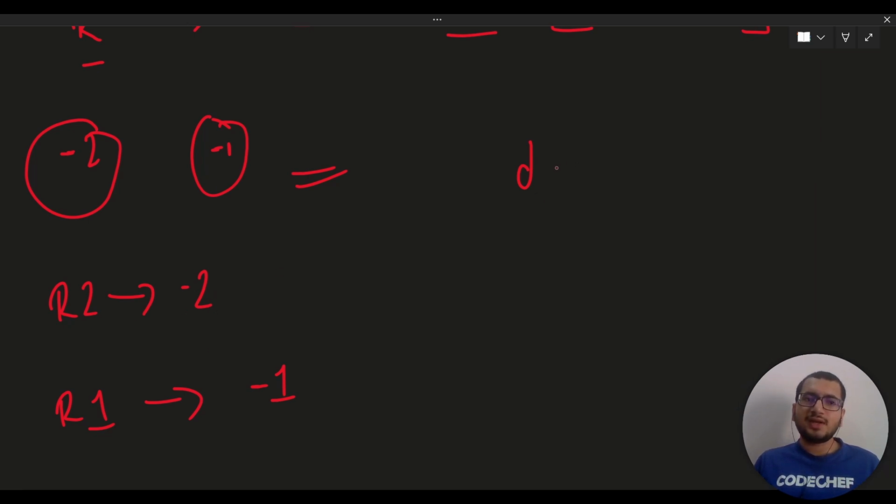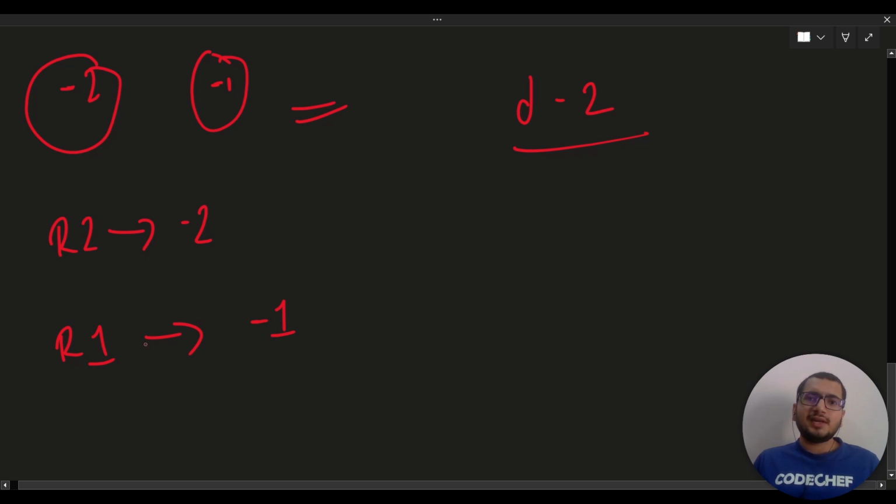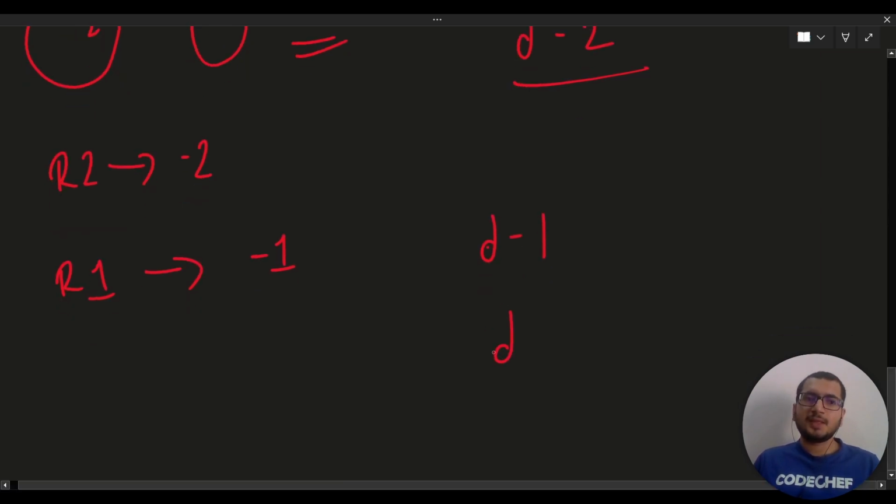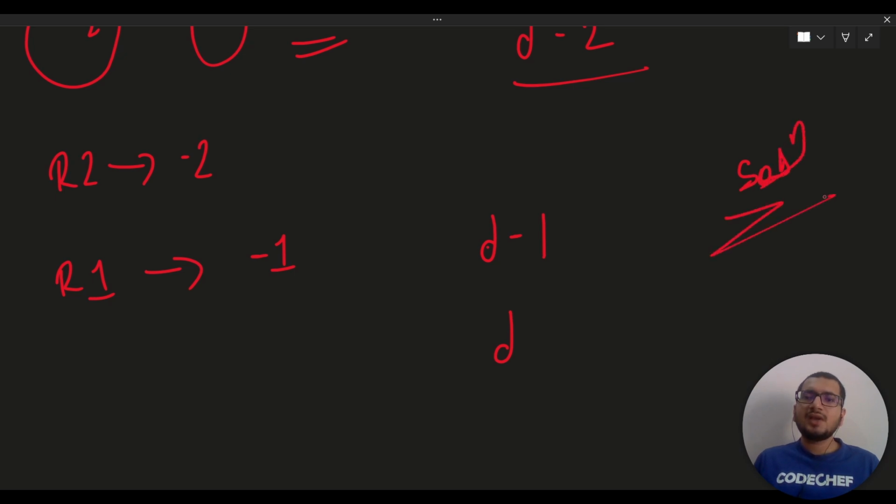So for all the values of L that are less than R2, the answer is going to be d minus 2 distinct numbers. For all the values of L that are less than R1, the count of distinct numbers is going to be d minus 1. And for all the rest, the answer is d. So first we calculate R2, then we calculate R1, then we go over all the values of L, that is 1 to n, and check if it is less than R2, then the number of distinct numbers after performing this operation is going to be d minus 2. If it is less than R1, the answer is d minus 1. Otherwise, the answer is just d. And with this, we have our solution.